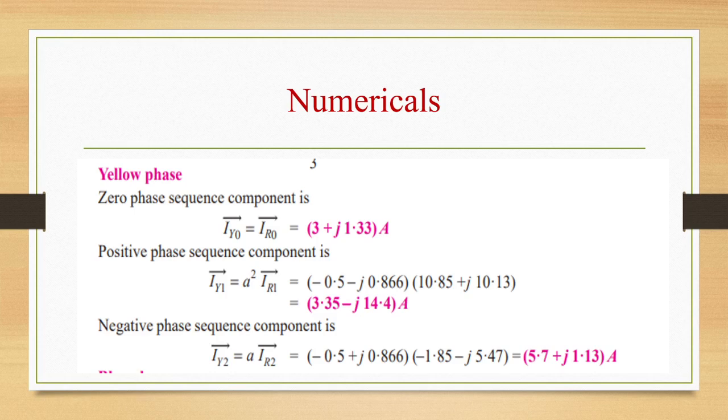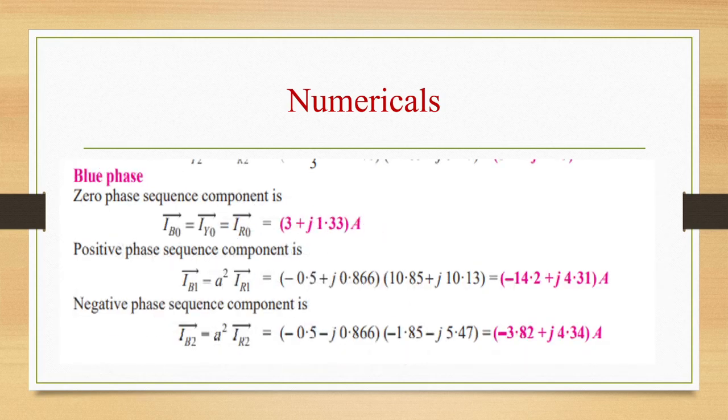The negative phase sequence component IY2 is A IR2, where A value is minus 0.5 plus J0.866 and IR2 value is minus 1.85 minus J5.47. So multiplying, with conversions and all, we are going to get the value for IY2 as 5.7 plus J1.13 amps.